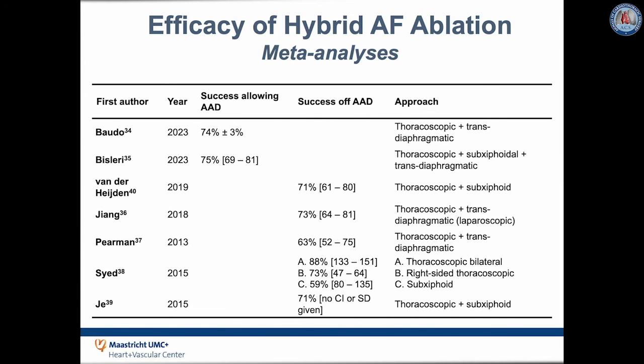Here you see an overview of all meta-analyses analyzing hybrid AF ablation. And as you can appreciate, overall, the success rate is between 70 and 75%. An interesting meta-analysis is the one showing up in red, where there is a distinction or a separation between the thoracoscopic hybrid AF ablation and the subxiphoid hybrid AF ablation, so-called convergent procedure, and you see that the results for the thoracoscopic approach are higher than the subxiphoid approach.